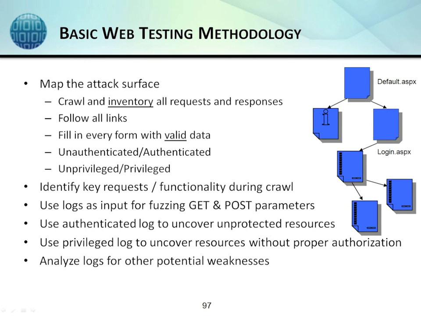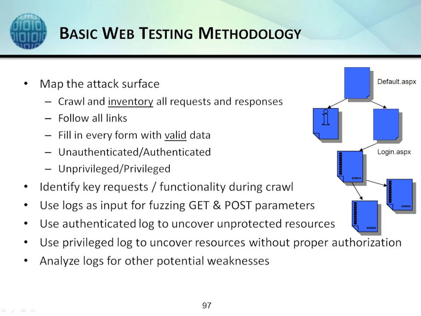So the basic approach, if you're going to test a web application for vulnerabilities, is first mapping the attack surface of the application. So crawling through and inventorying all the requests and responses. You saw Burp had that history. That was basically a log of all the requests and responses sent between the browser and the server. You're going to want to go through and click on all the links, fill in all the form fields, basically exercise the full functionality of the application.